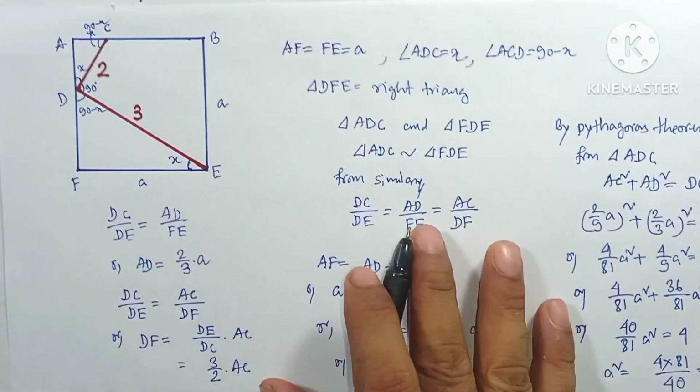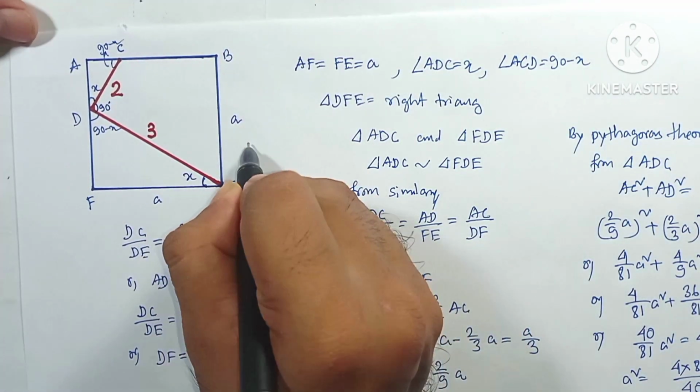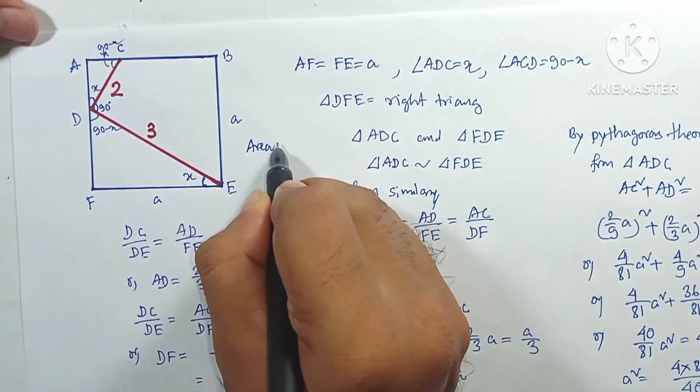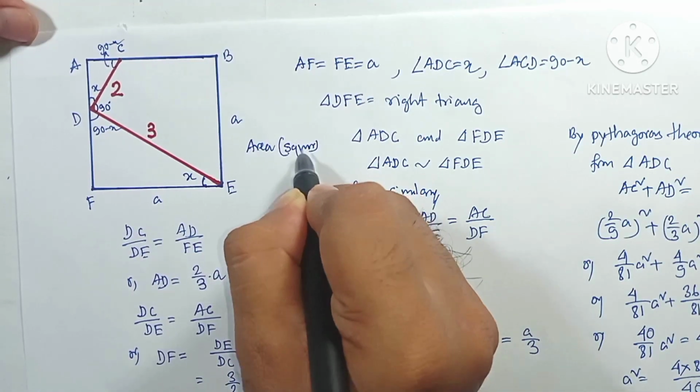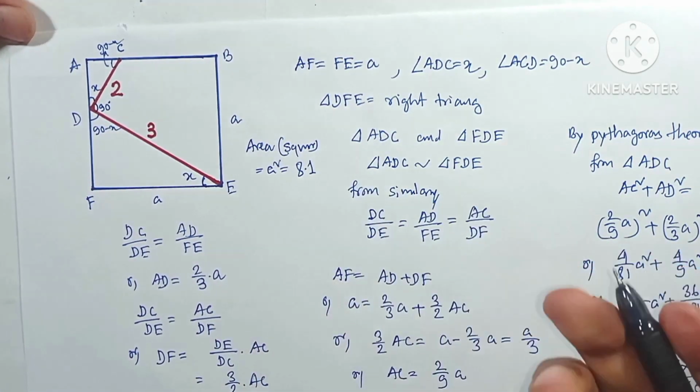And we know that the area of the square is a squared. So our answer is the area of the square, which is a squared, is equal to 8.1 square units.